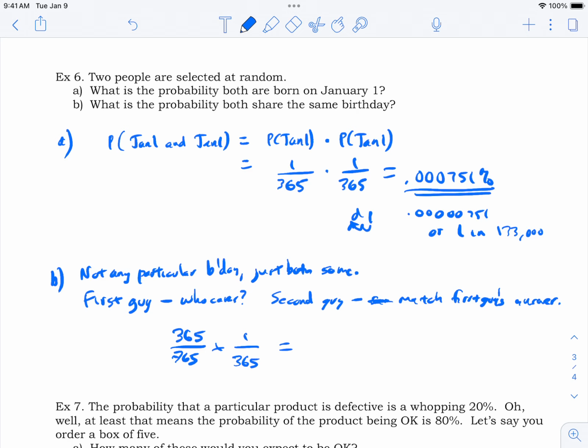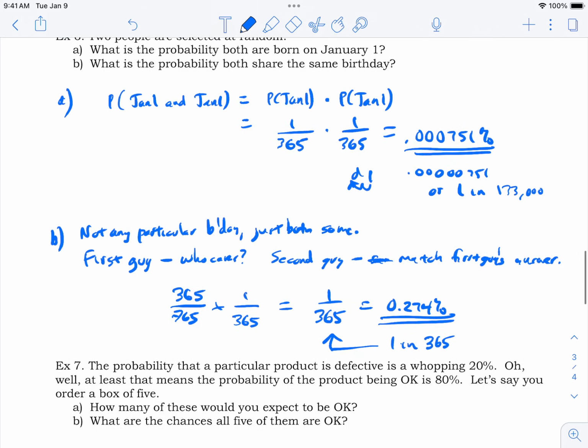Now, by the way, the 365s are going to cancel on the diagonal here. You're going to get a 1 in 365, which I made into a percent too, and I got 0.274%. Much more likely. I invite you to change that into 1 chance in how many? 1 in, figure it out. You should get 1 chance in 365. What I actually did is I slid the decimal back 2 places and took the reciprocal, which again was really not necessary, but cool.